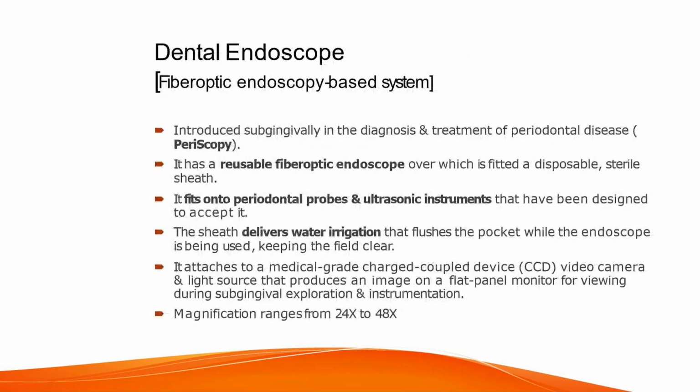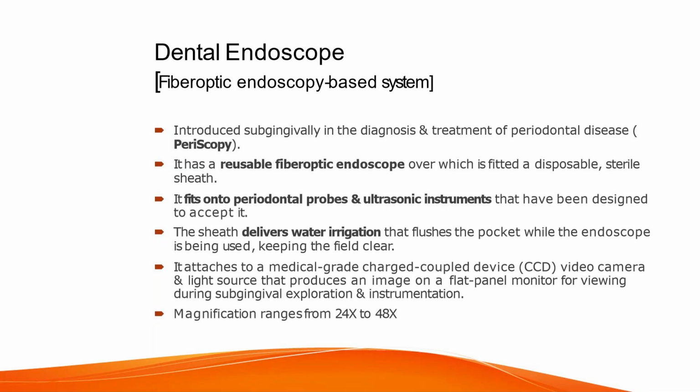So you also have the dental endoscope. For detection of plaque and calculus, supragingival plaque and calculus can be visible to the eye. But what about subgingivally? Subgingivally, you will need something called an endoscope or other diagnostic techniques to detect the subgingival part. So perioscopy is used for the subgingival part. It is a reusable fiber optic endoscope fitted with a disposable sterile sheath. It fits into the periodontal probes and ultrasonic instruments that have been designed to accept it.